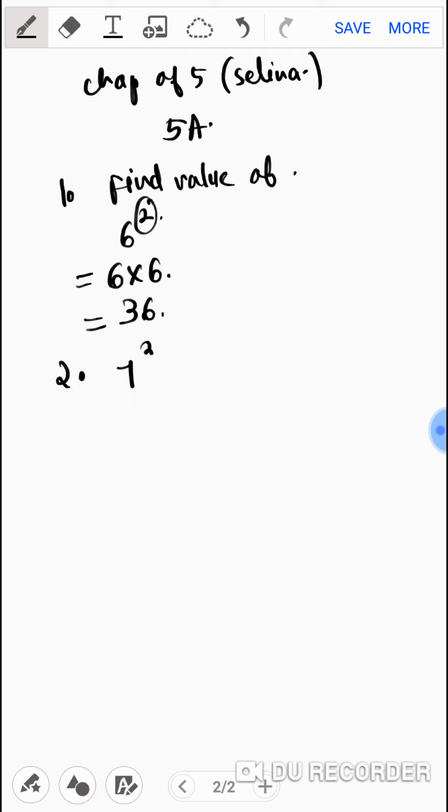Similarly, you have 7 raised to 3. That means the product of 7 for 3 times. You will multiply 7 into 7 into 7. You will get 343. Yes, my dear kids.